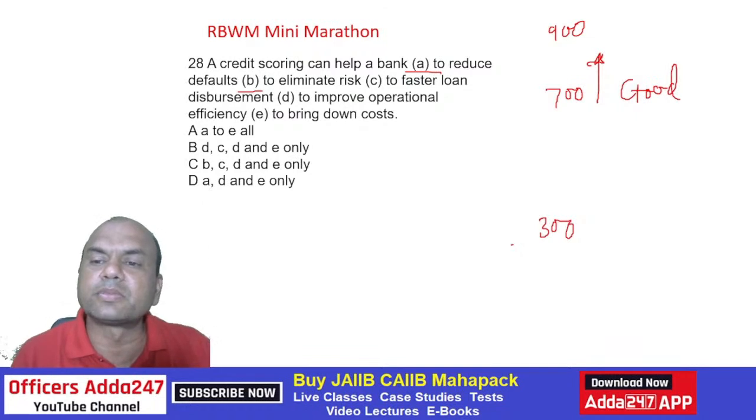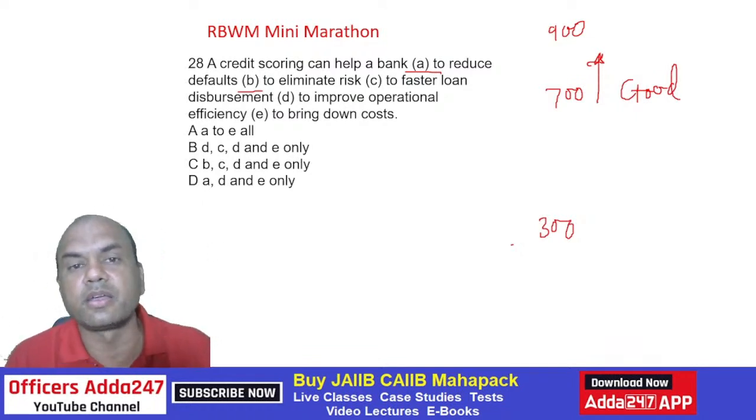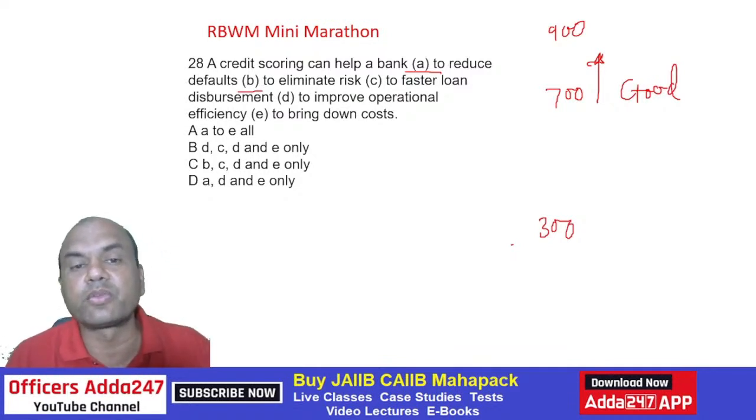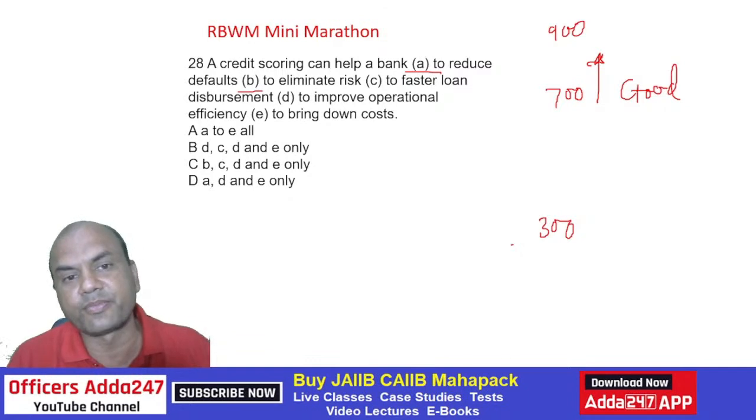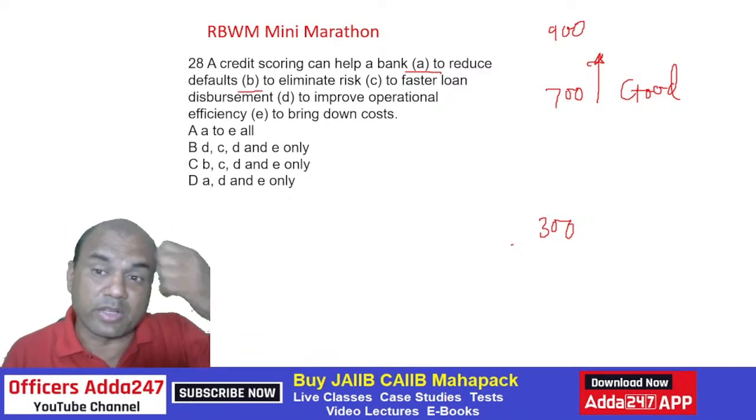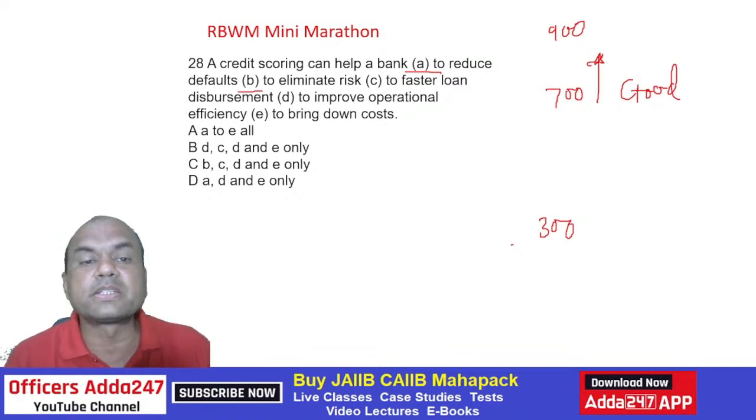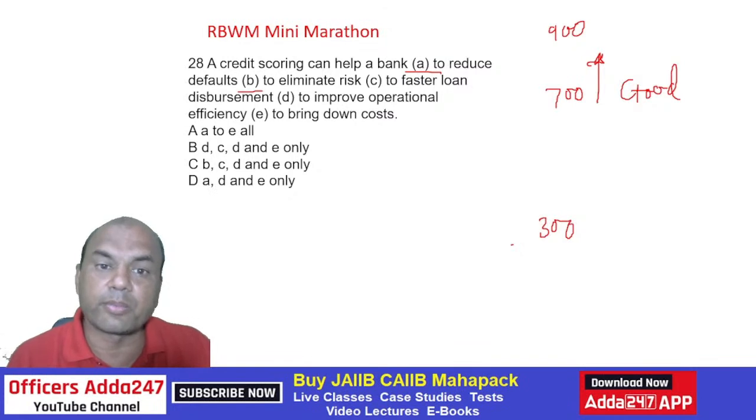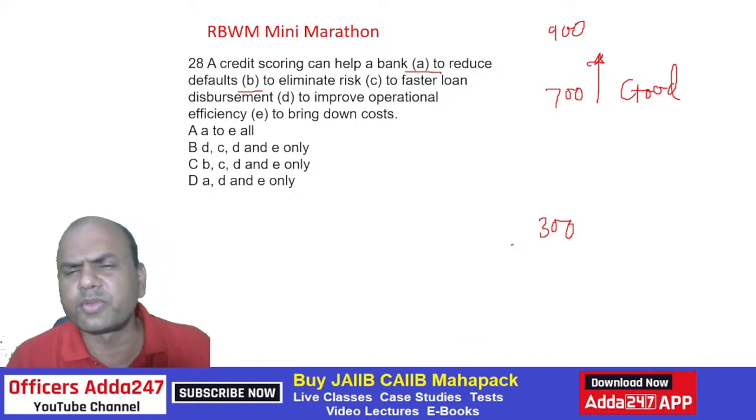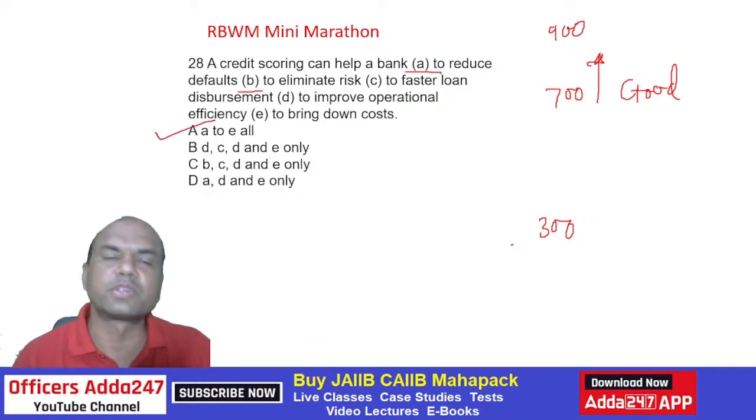So if any customer's credit score is good, it means that customer has repaid the loans correctly on time. So that's why this is considered as a good customer. So it will reduce and eliminate the risk. Faster loan disbursement. So banker doesn't have to think much because already the score is good based on the history. To improve the operational efficiency, correct? Operational means faster loans disbursement. To bring down the cost, obviously, cost will also be brought down. So it is A to E all. Got it?